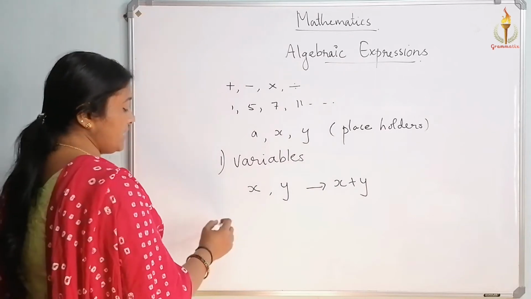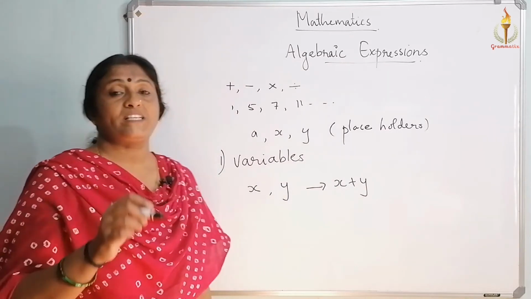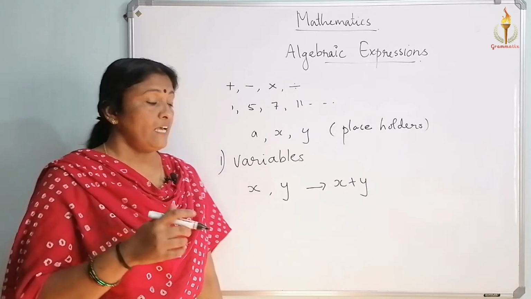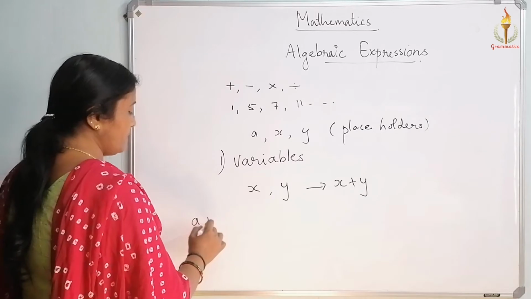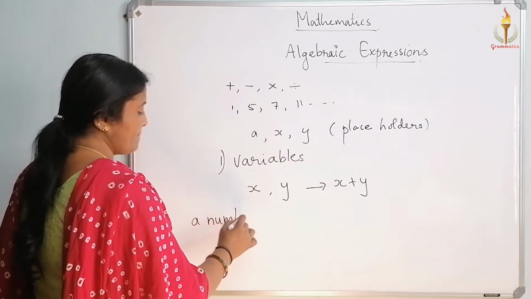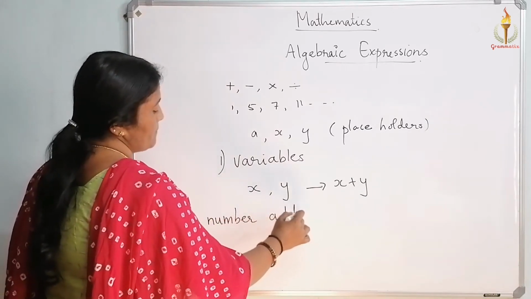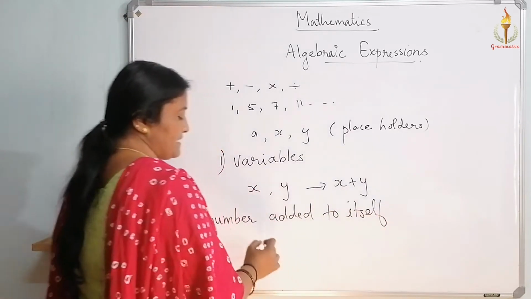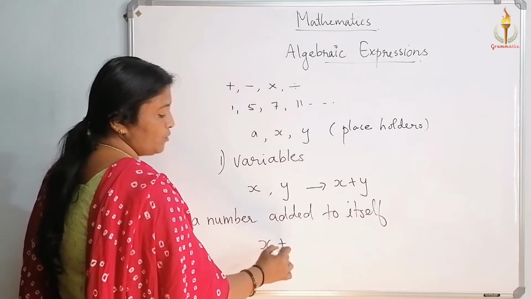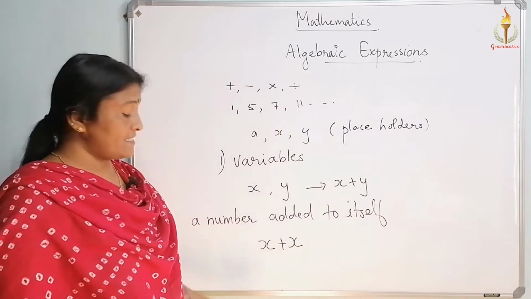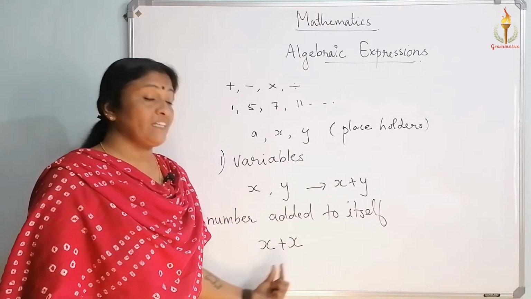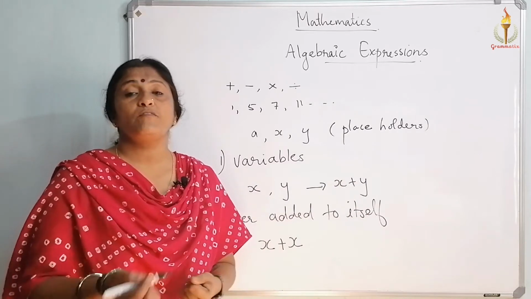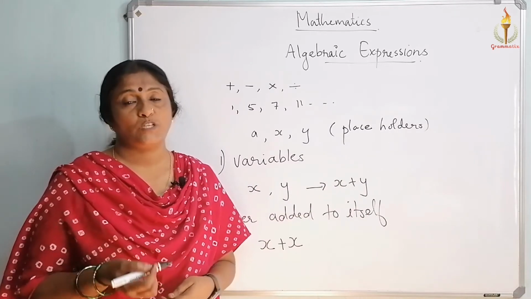For another example, if I give a number added to itself, how will you write a number added to itself? If x is the number, when we add it to itself, that is x plus x. Here it is understood that these both are the same numbers, and in the earlier case these both are different numbers. Similarly, we can do it with multiplication as well as division.